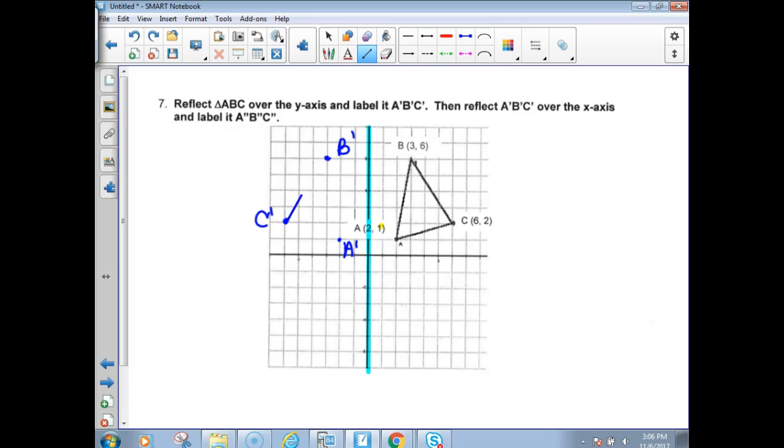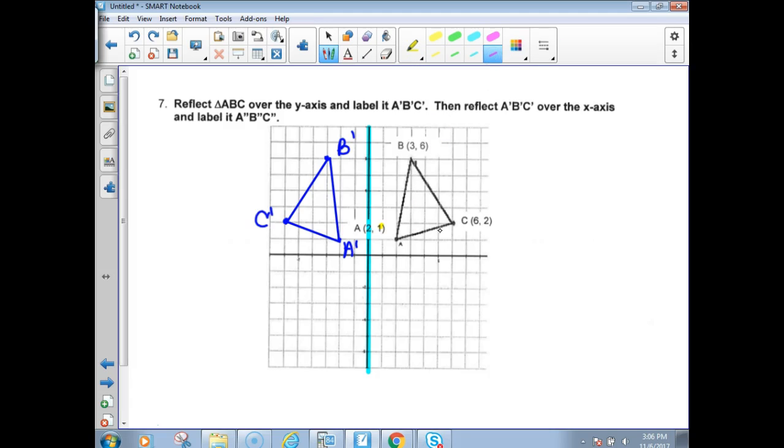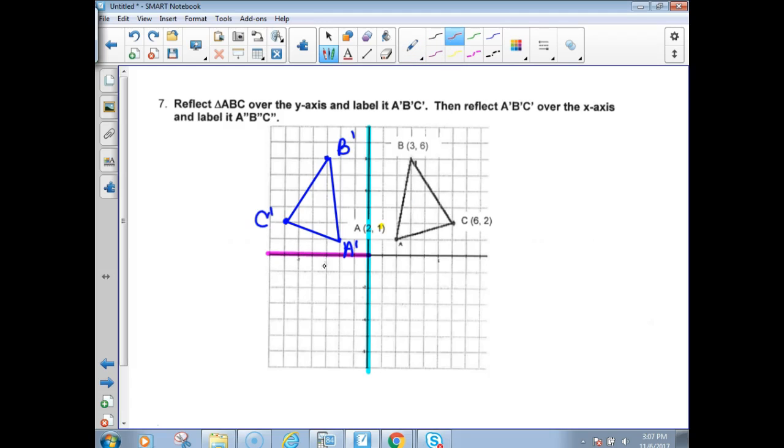Now, after we do this, it says then reflect ABC over the x-axis. A prime, B prime, C prime, not the original figure. So I'm going to be doing a double reflection over two intersecting lines. Now, I have to go over this line now. A is one above, A double prime, and then you double prime, label it.